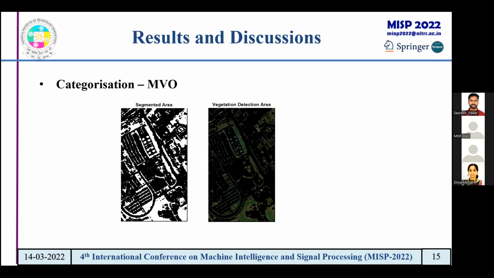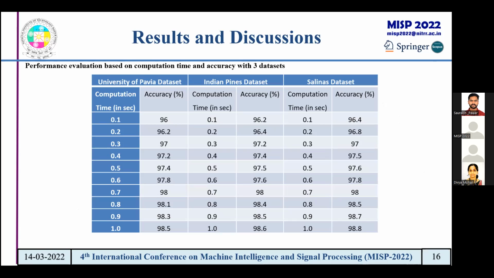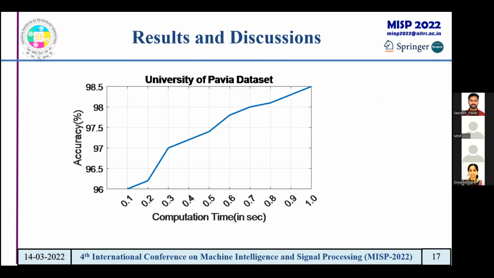This is the vegetation-detected area after the final categorization using multiverse optimization, and I have also done some performance evaluation. I have calculated the computation time for different data sets, Indian Pines, University of Pavia and Salinas, and also calculated the accuracy for the different computation times and plotted it out.